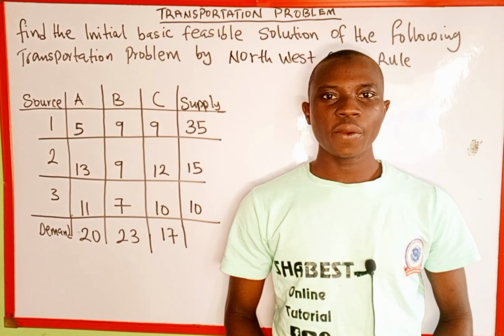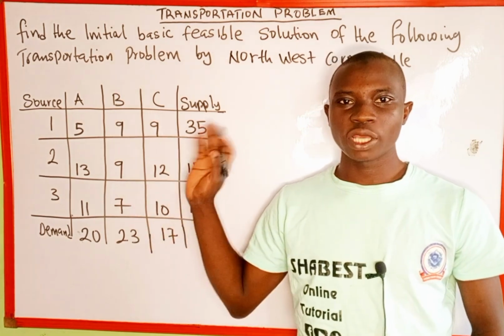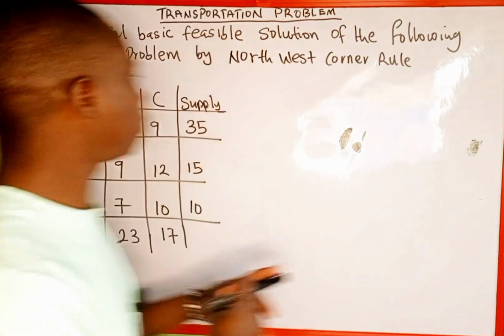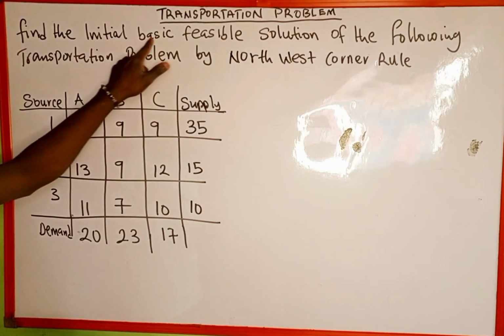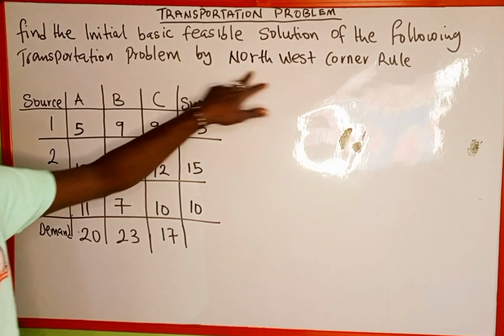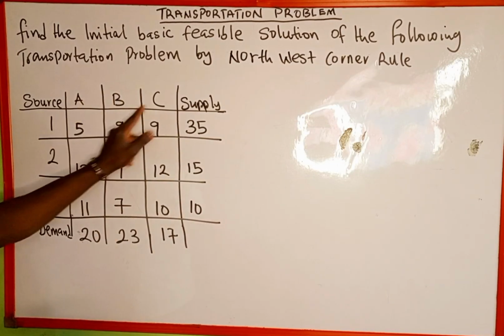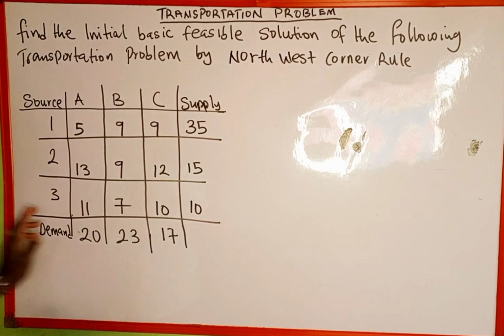In today's tutorial, we are going to learn how to find the transportation cost using the northwest corner rule. So the problem of the board reads: find the initial basic feasible solution of the following transportation problem by the northwest corner rule. So this is the destination. We have A, B, C demand and 1, 2, 3 supply.